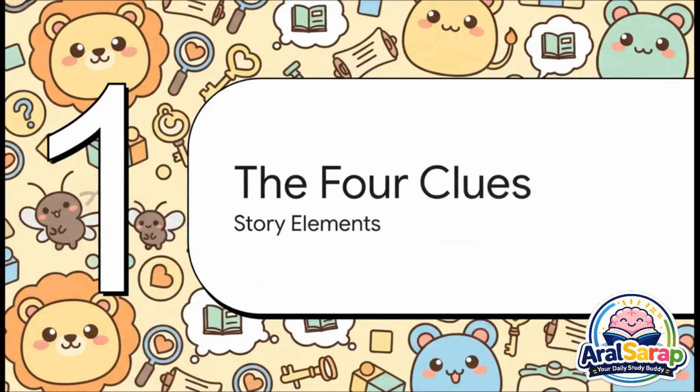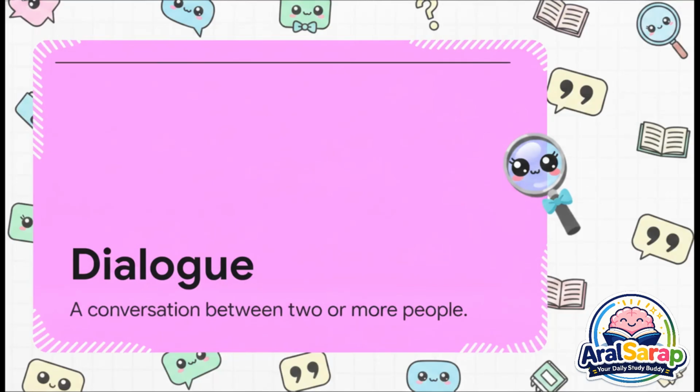All right, let's jump right into section 1, the 4 clues. We're going to crack open our primary case study, the classic fable, The Lion and the Gnat, to hunt for these clues. Now, our very first clue in the 4 elements of storytelling is dialogue. Simply put, dialogue is just a conversation between 2 or more people in the story. As a literary detective, you can always spot it hiding right there between the quotation marks. When a character opens their mouth to speak, they're handing us a massive piece of evidence about how they view the world and how they treat others.